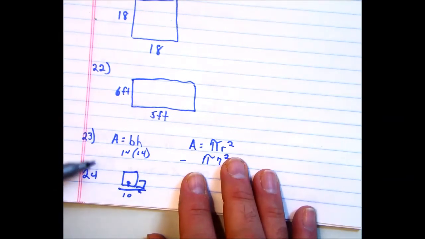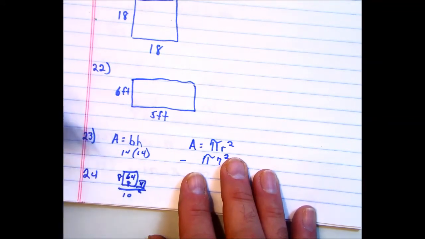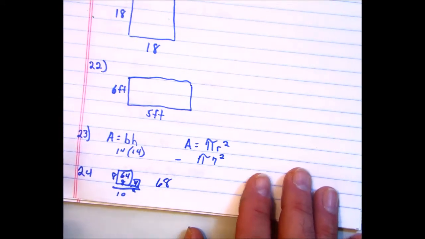Same thing with 24. The 24 is the area of the big square, which is 64. The area of the small square, which is 4. So all the areas together are 68.